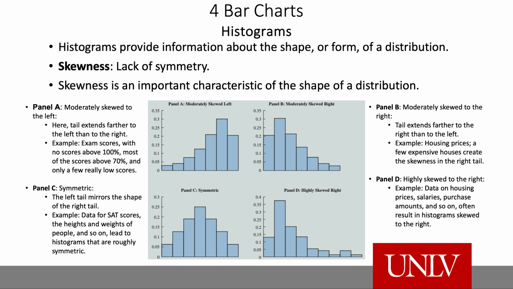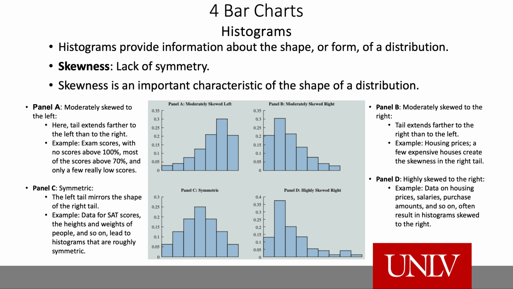Panel A shows the histogram for a set of data moderately skewed to the left. A histogram is said to be skewed to the left if its tail extends further to the left than to the right. This histogram is typical for exam scores, with no scores above 100%, most scores above 70%, and only a few really low scores.